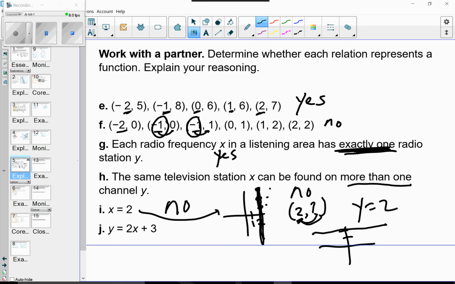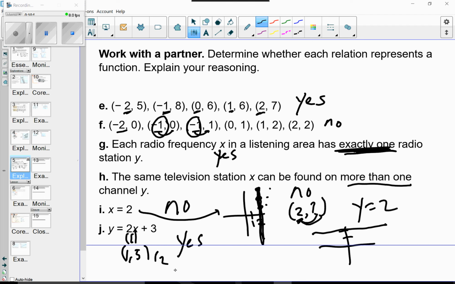And then finally for j, this is going to be a function. And the reason why this is a function is because every input value of x is going to be paired with one output value of y. Meaning if I put a 1 in for x, I'm going to get 2 times 1 is 2 plus 3 is 5. So that would give me 1 comma 5.